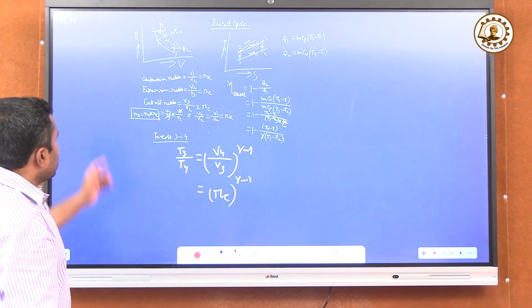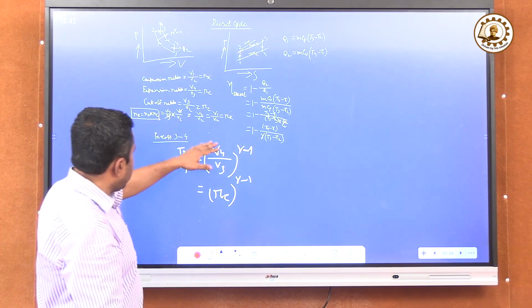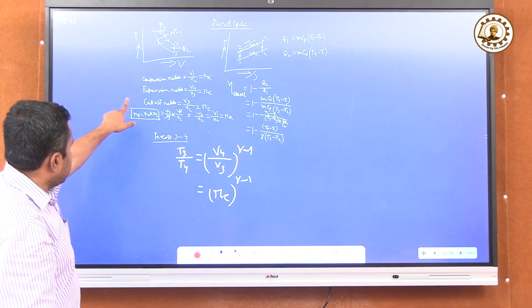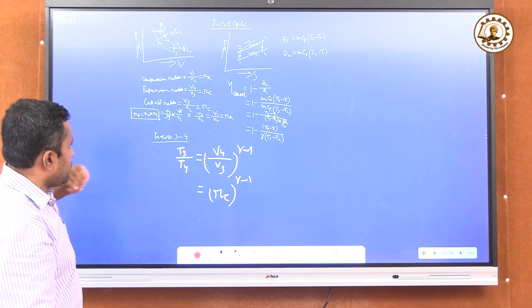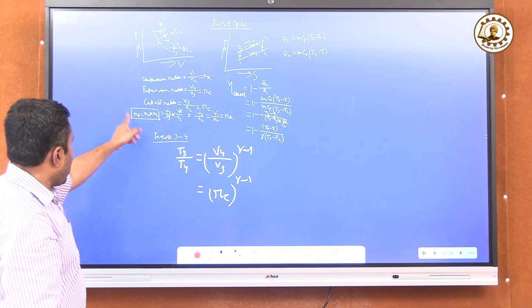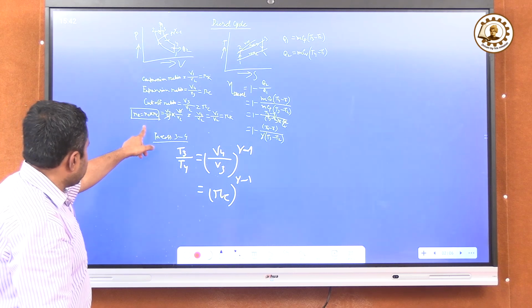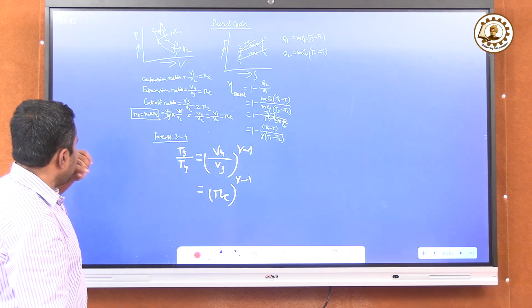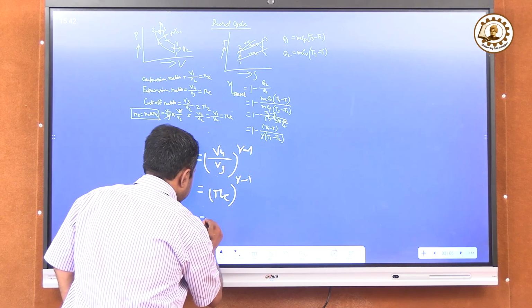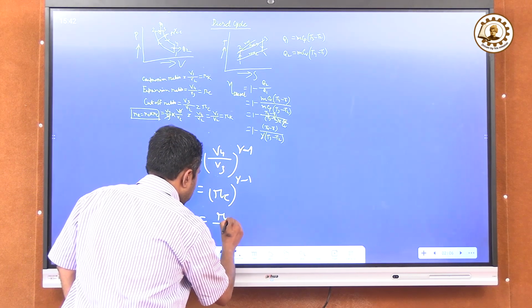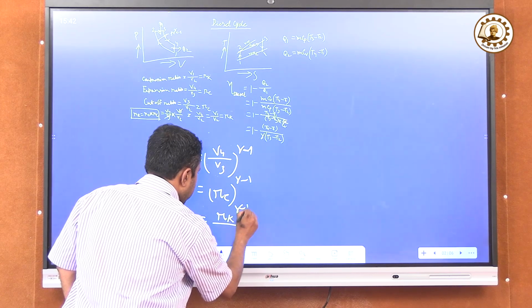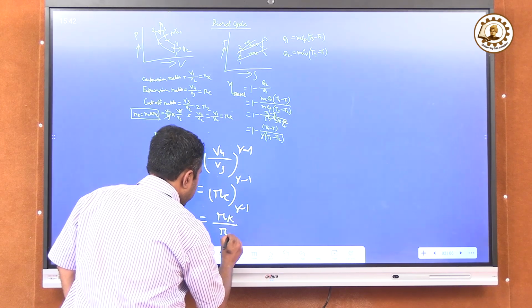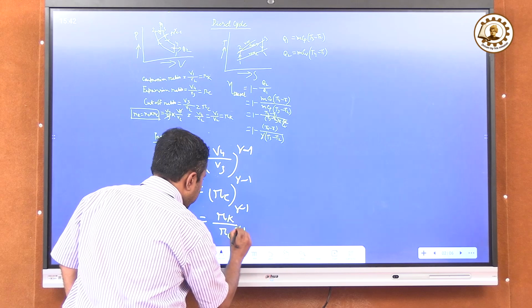As it is Re, we can convert it into compression ratio and cutoff ratio. As we know, Re is equal to Rk by Rc. Then Re looks like this: Rk to the power gamma minus 1 by Rc to the power gamma minus 1.